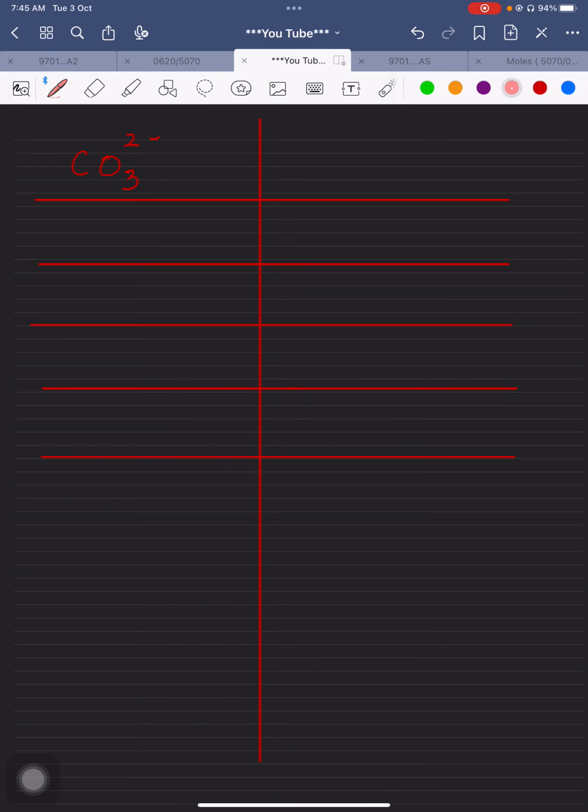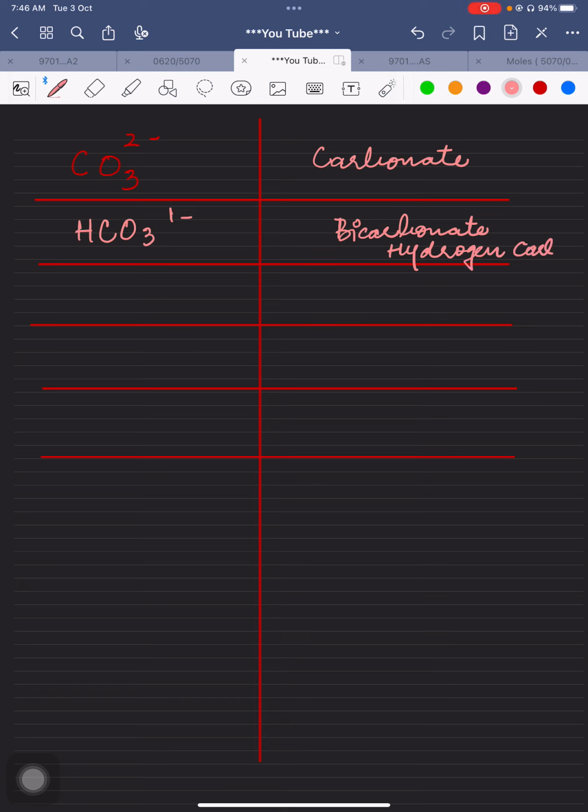So the first one is carbonate, and then it is HCO3 1 minus. It is called bicarbonate or hydrogen carbonate. So please be careful about this as well.